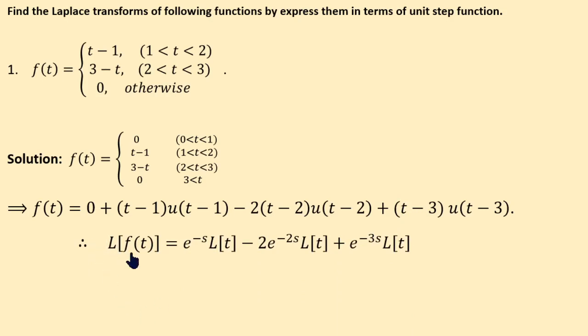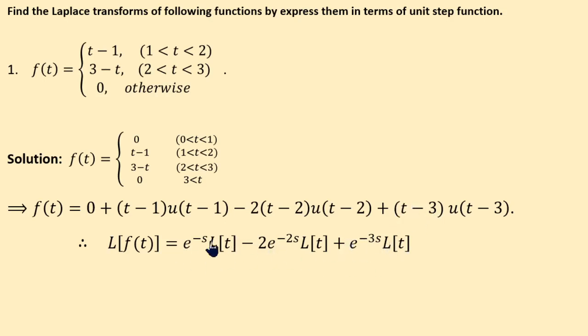And hence Laplace transform of f of t becomes e power minus s into Laplace transform of f(t plus 1). So t plus 1 minus 1 is t. So Laplace transform of t, plus e power minus 2s into minus 2 into Laplace transform of f(t plus 2), t plus 2 minus 2, that is t. Laplace transform of t. Last one is e power minus 3s into Laplace transform of f(t plus 3), t replaced by t plus 3 minus 3, that means t here, Laplace transform of t.